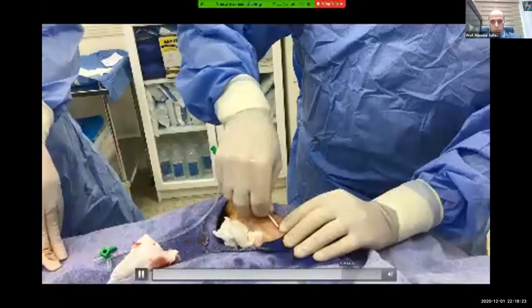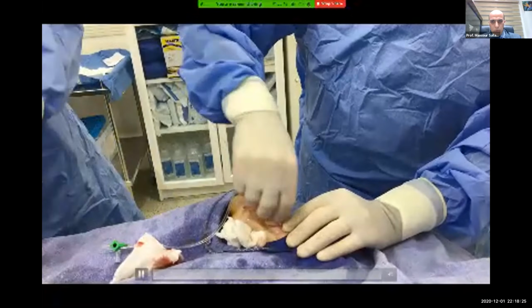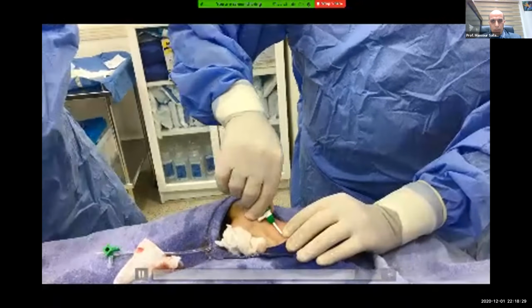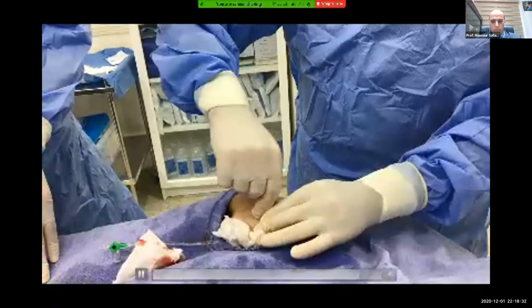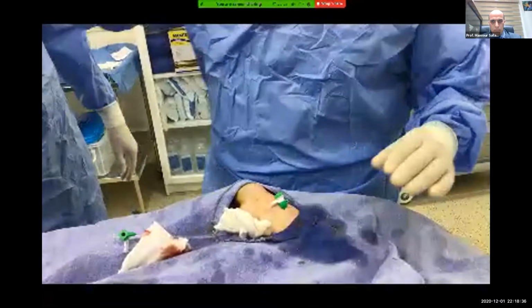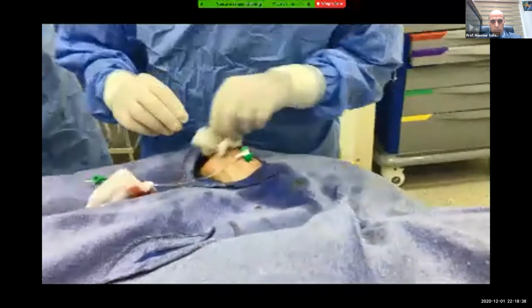Try to roll. Twist a little bit. Okay, 45 degrees, until the sheath goes in completely. After that, take the dilator and the wire, both of them as one unit. Now the sheath has been inserted.